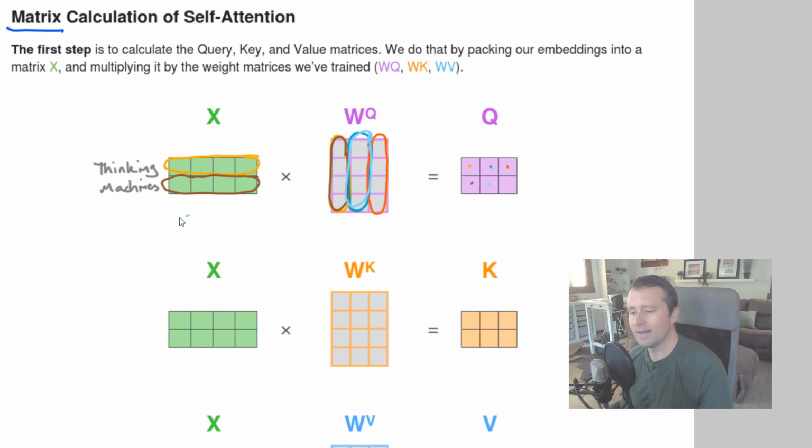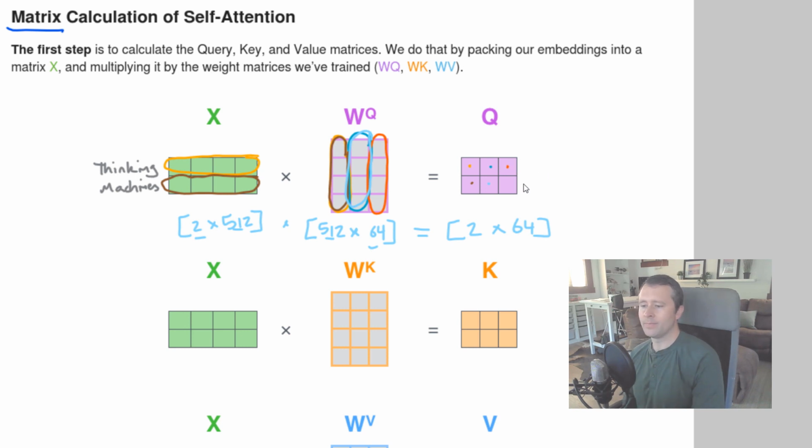So we've got 2 by 512 times 512 by 64. And whenever you do matrix multiplication, these two numbers need to match, and you drop them and take the outer dimensions. So that leaves us with a 2 by 64 matrix, which is this guy. And again, this corresponds to thinking and this one to machines.